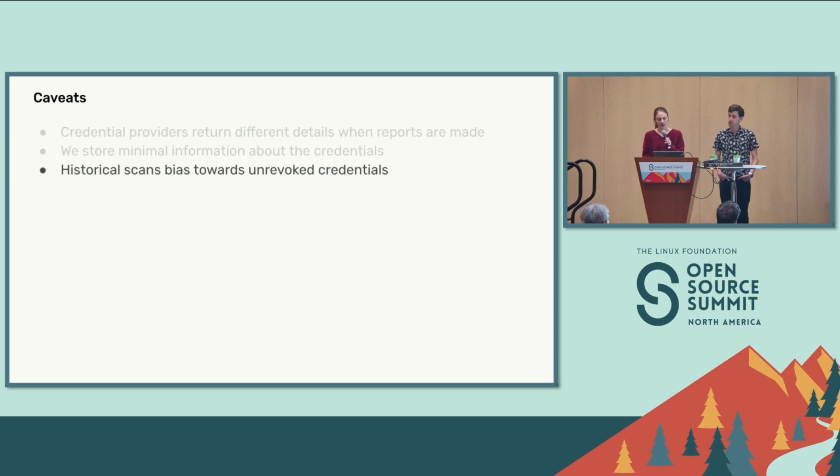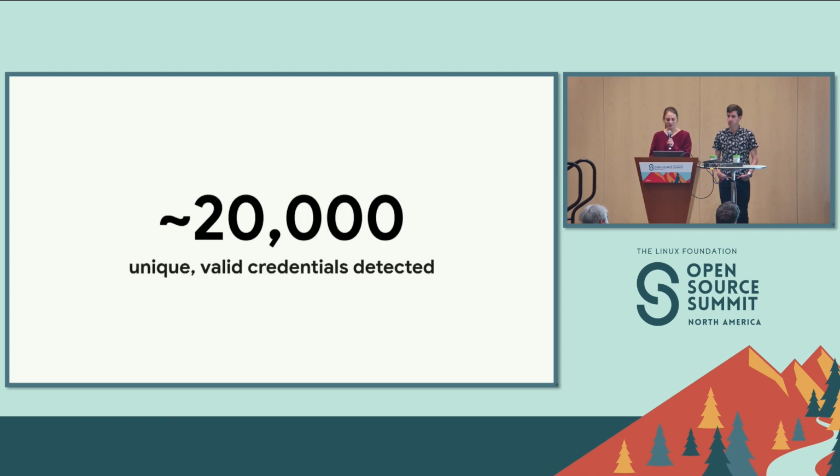And finally, because large chunks of this analysis is based off historical scans, it's kind of biased towards unrevoked credentials. So a credential that was leaked, reported, and remediated in 2018 is not going to show up in our scan. But a credential that was leaked and not remediated in 2018 will appear in our results. And so this skews our results towards historical open source artifacts where leaked credentials haven't been remediated. And you might see how that plays out a bit in the data as we go through. Okay, now that we've got that out of the way, let's have a look at some of our results.